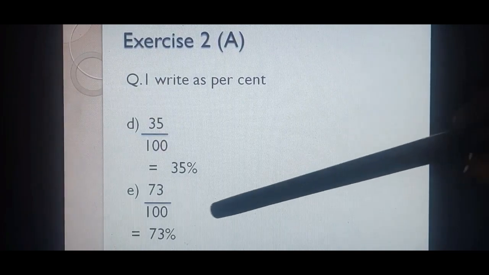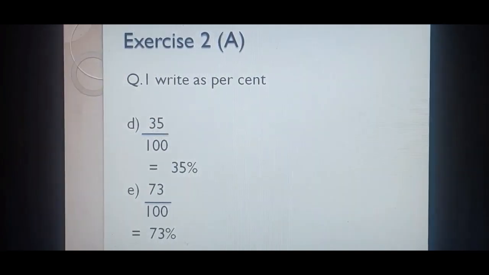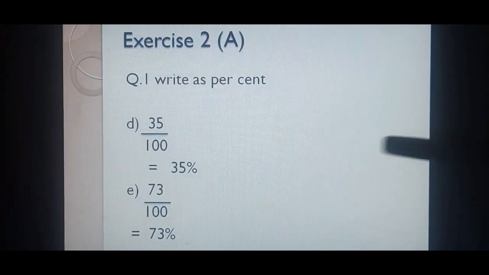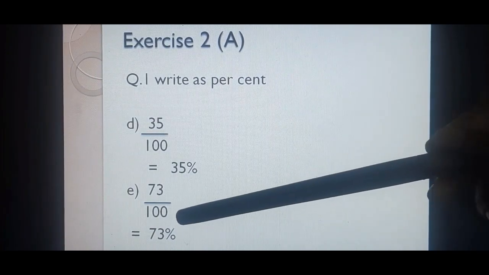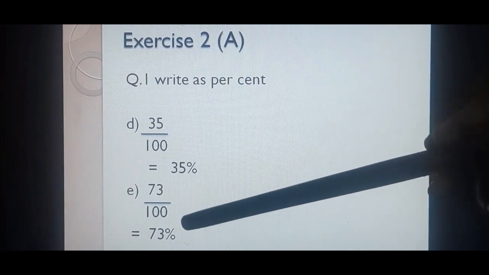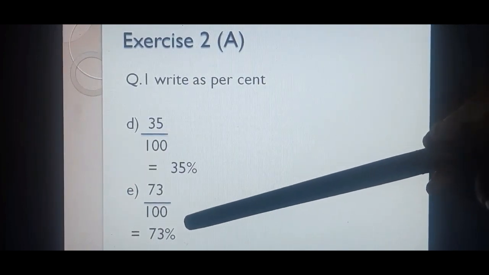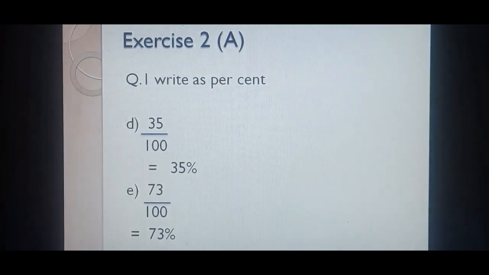Right? E part, 73 upon 100. The numerator is 73 and the denominator is 100. So 73 with its percentage sign, numerator with the percentage sign. So it will become 73%. If the denominator is given as 100, then directly you will put the percentage sign.